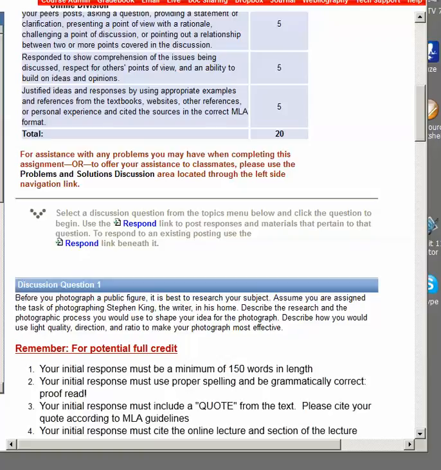The question is, before you photograph a public figure, it is best to research your subject. Assume you are assigned the task of photographing Stephen King, the writer, in his home. Describe the research and the photographic process you would use to shape your idea for the photograph. Describe how you would use light, quality, direction, and ratio to make your photograph most effective.